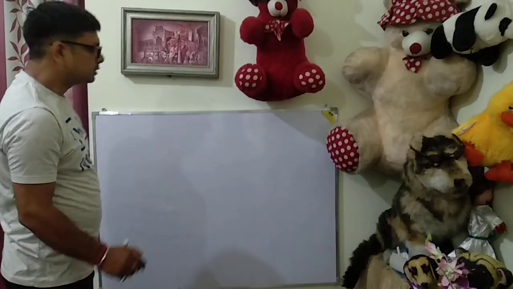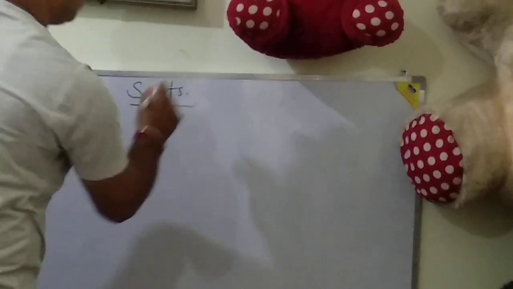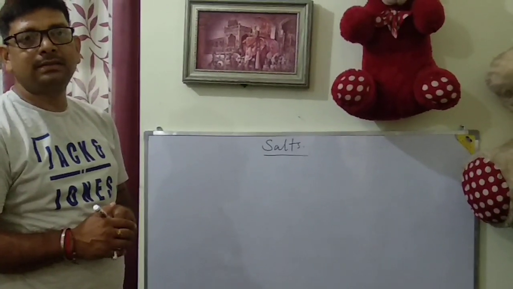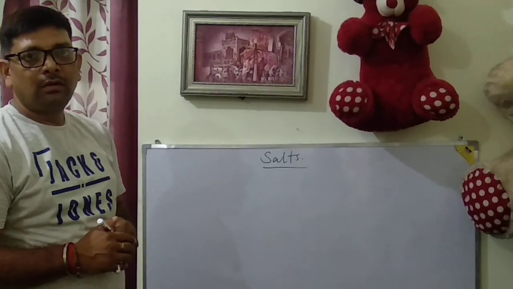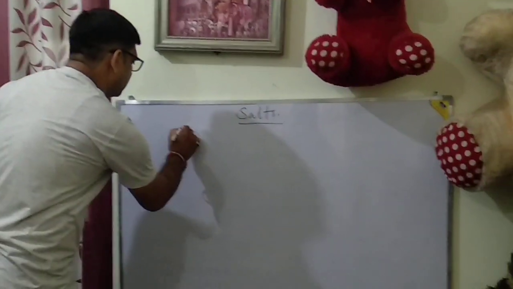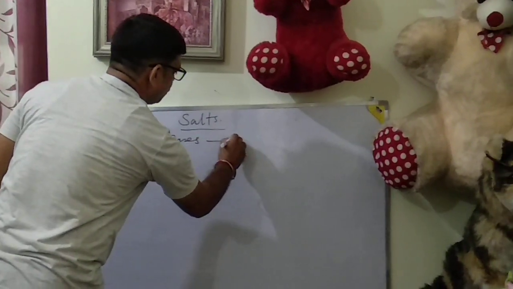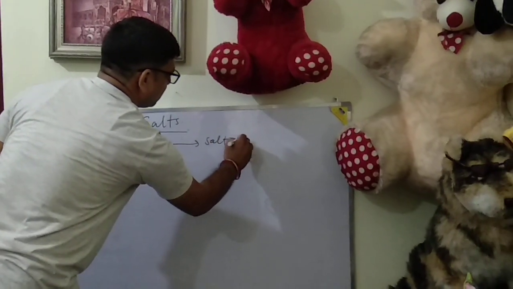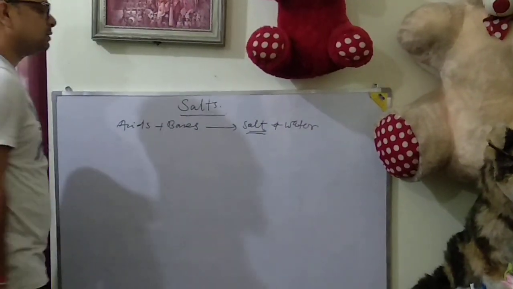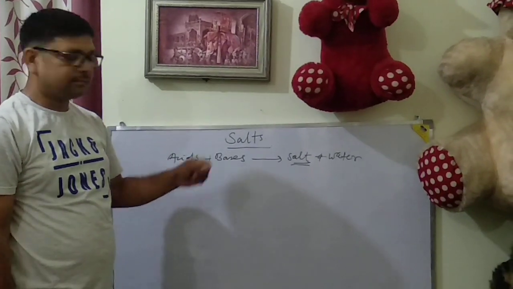Today we'll talk about some salts. We have seen earlier that when acids react with bases, they form salts. Neutralization reaction. So when acids react with bases, they produce salt and water. So salts are produced when acids and bases react. This reaction is known as neutralization reaction.